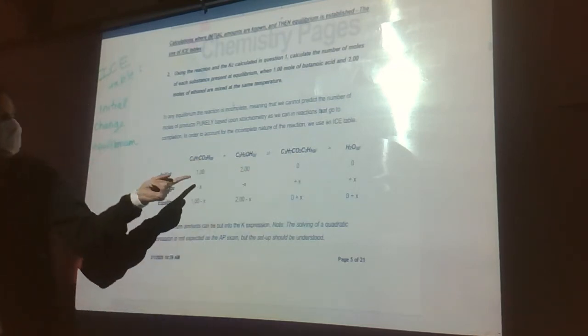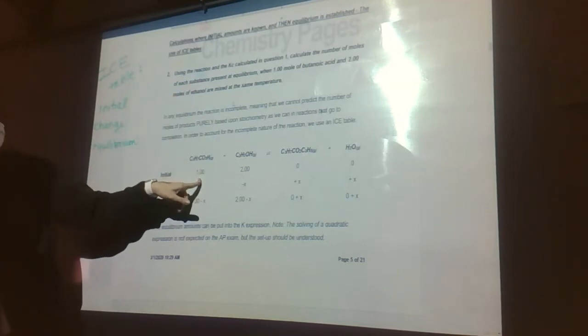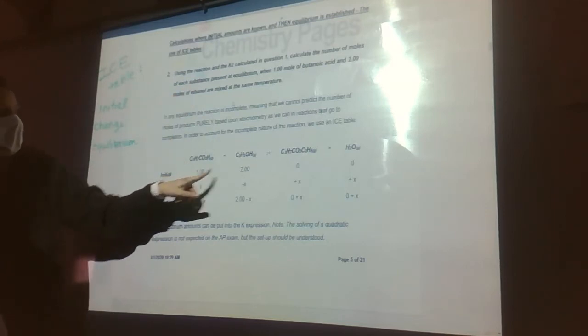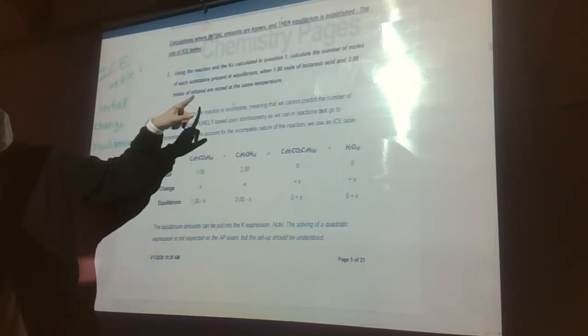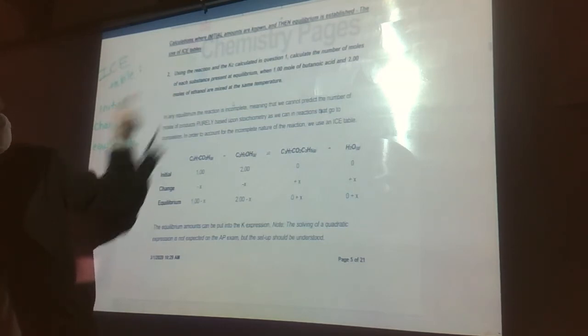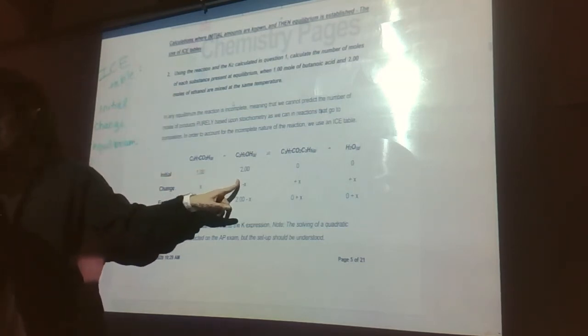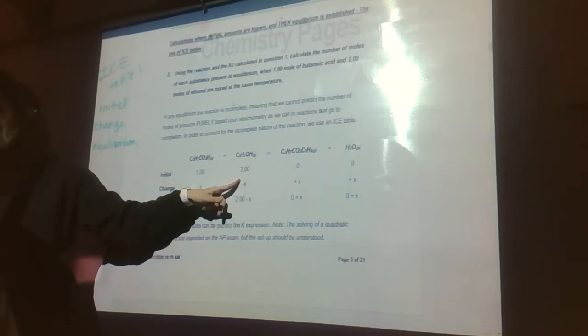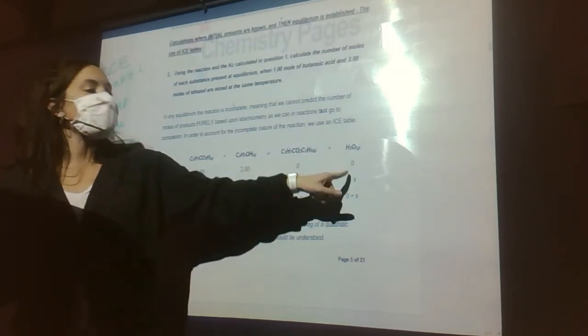In this case, we were told that we were given 1 mole of butanoic acid and 2 moles of ethanol, so I put those in. I did not start with any product. If it doesn't tell you that you started with product, you assume you don't start with product. So those start out as 0.